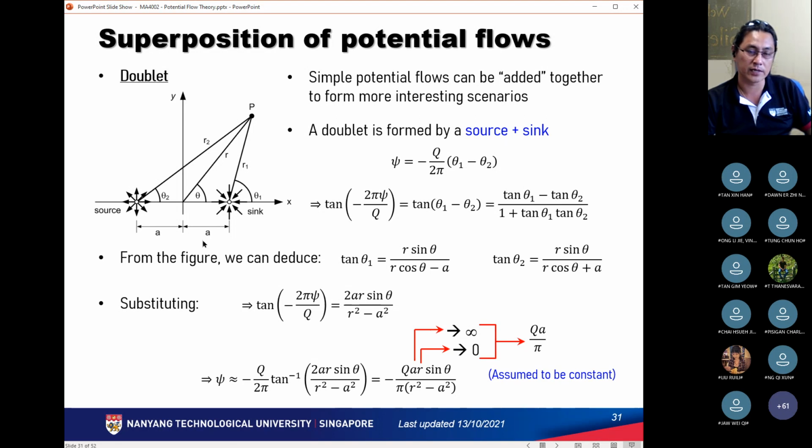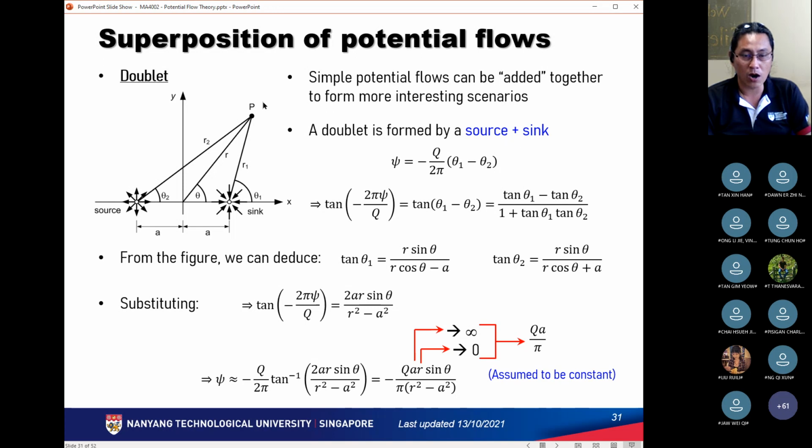The sink here is located at the same distance away from the origin, A, as well. So a doublet is actually formed by, like I said, a combination of a source and a sink. Now, remember what we say about stream functions and velocity potential functions? They are linear functions. So the combined stream function for this flow, this is psi, is nothing but the stream function of the sink plus the stream function of the source. And if you do that, this is what you get.